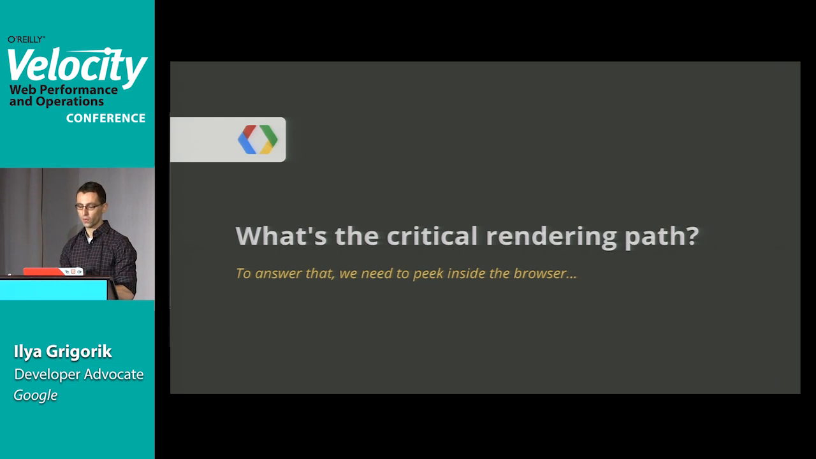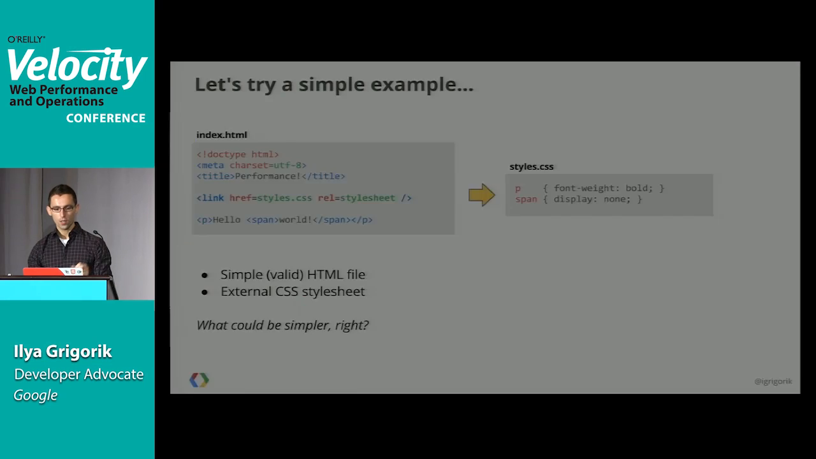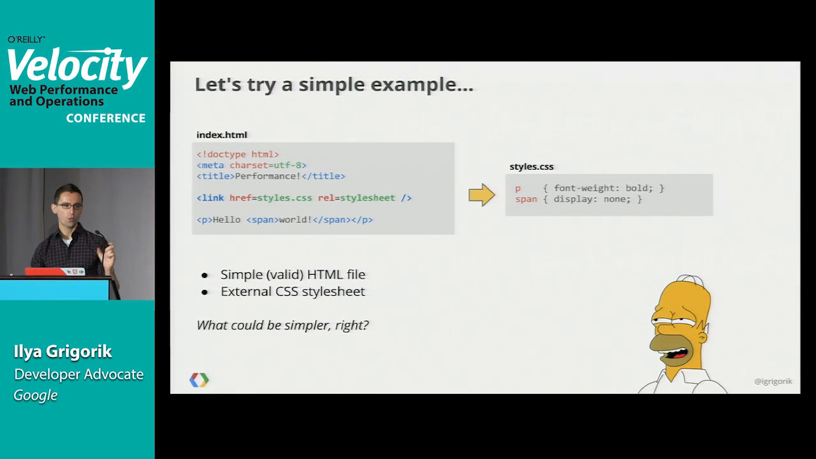Let's look at the critical rendering path, or what is the critical rendering path in the browser. We have a little bit of data that we can work with, 14 kilobytes, so I'm just going to give you a very simple example here, right? Here's a valid HTML5 doc, just a hello world and a link tag. So a style sheet and some HTML. That's about as simple as it gets.